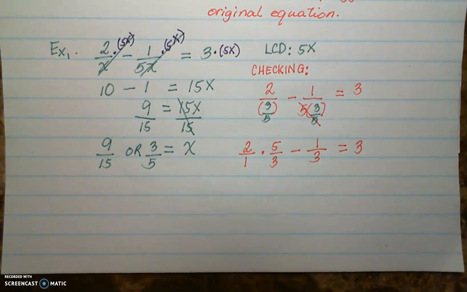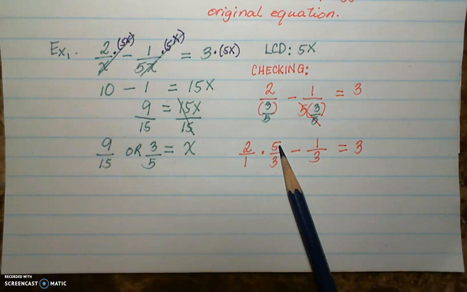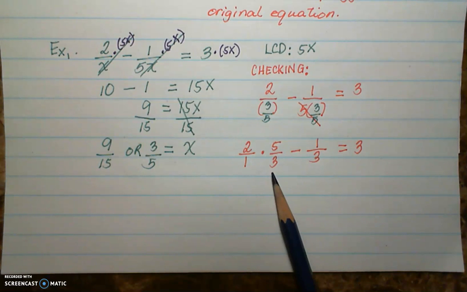All right, now let's go ahead and simplify this. And this is just going to be 2 times 5, which is 10, over 1 times 3, which is 3.